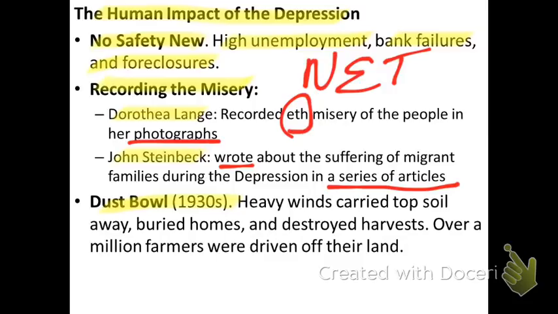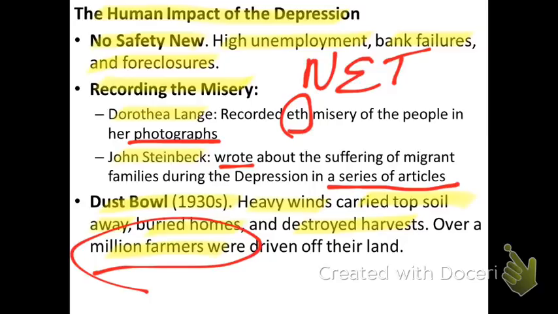Well, the Dust Bowl. Heavy winds, and again, the wind blows pretty heavily in the Great Plains most of the time, but due to the poor usage of the land, overusage of the land, due to the drought, the heavy winds carried the topsoil away, that buried homes, destroyed harvests. Over 1 million farmers were driven off the land thanks to the Dust Bowl.